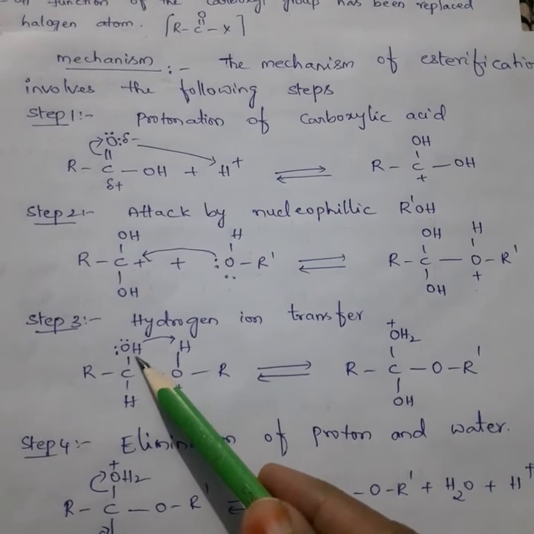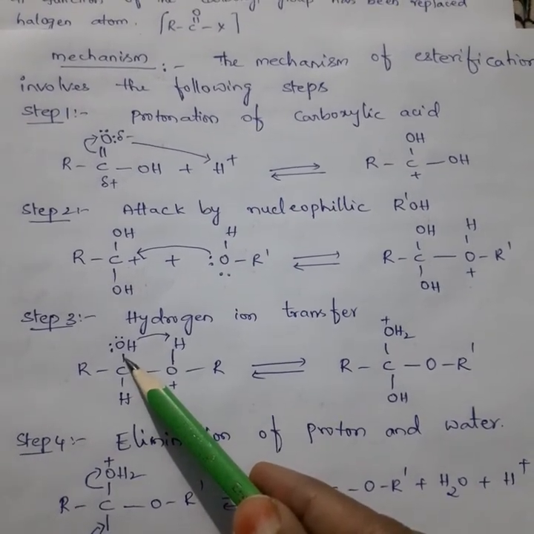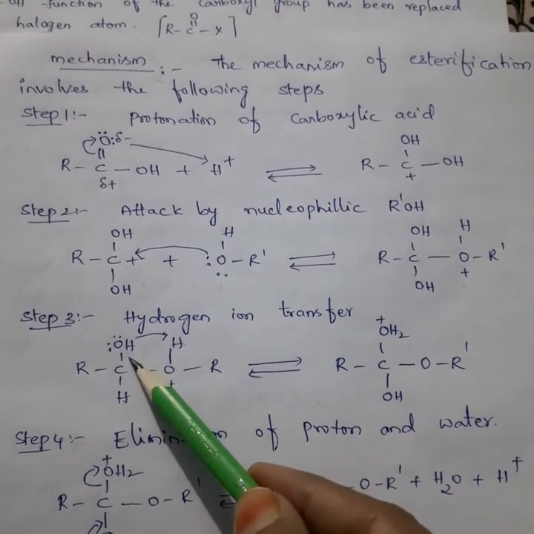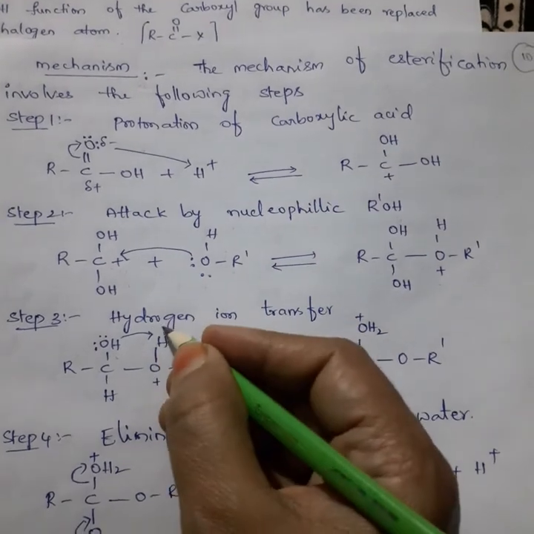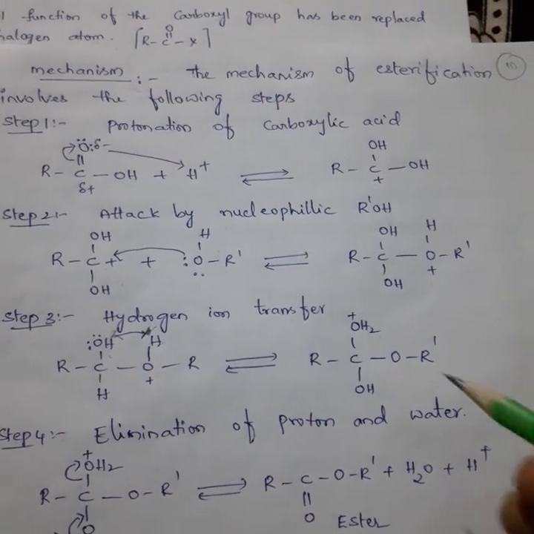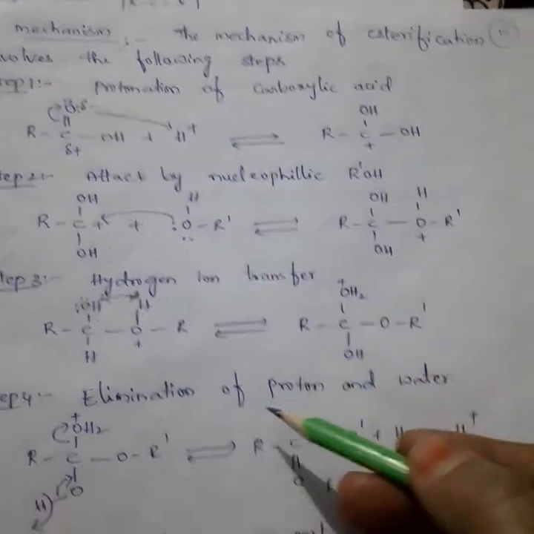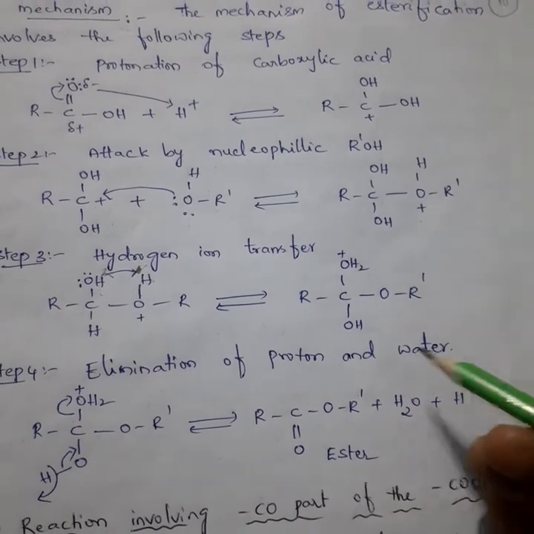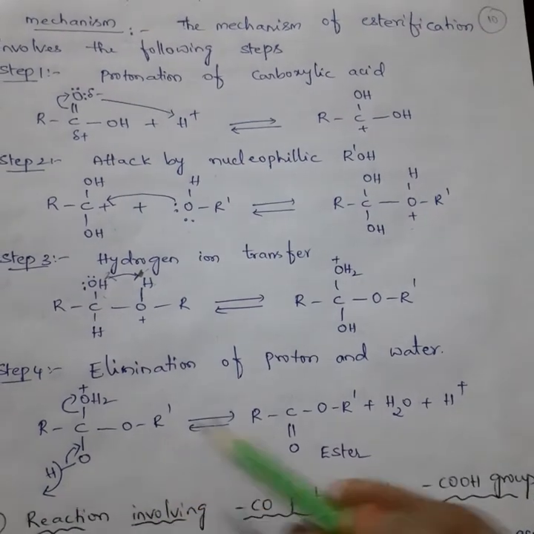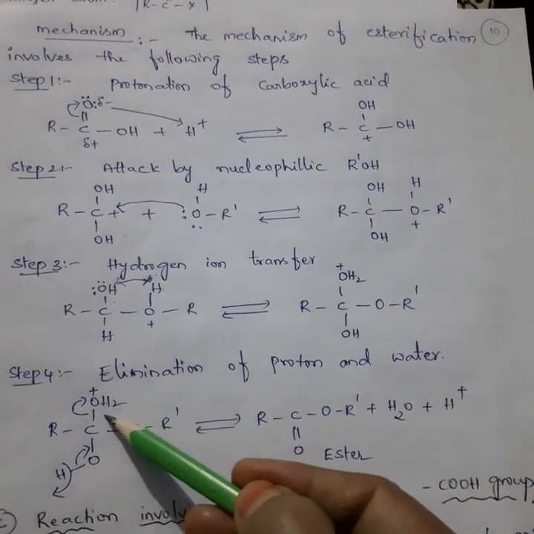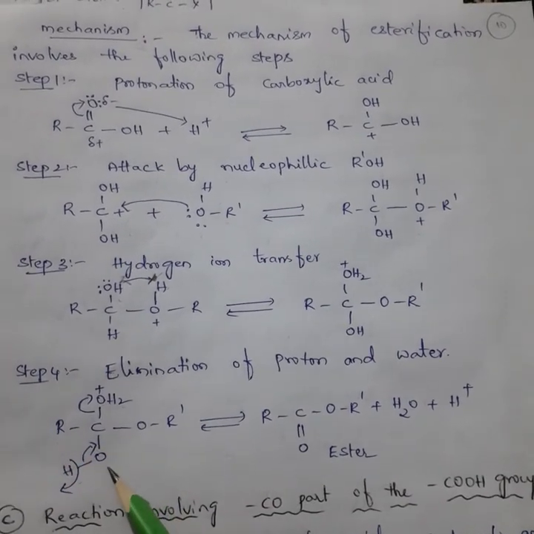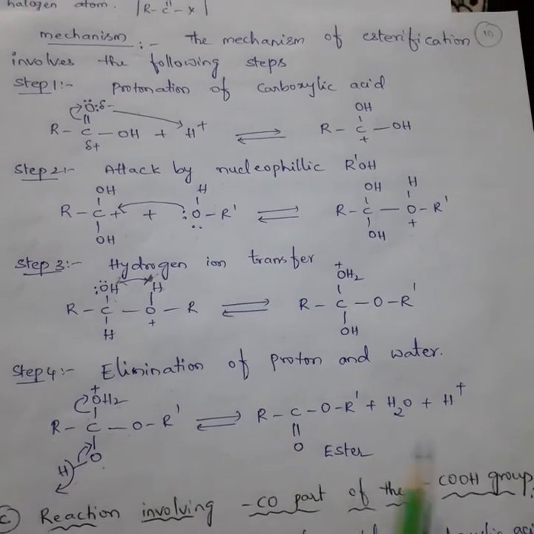Now hydrogen ion transfer takes place. See, the hydrogen ion is transferred from this place to this place. The arrow mark should be here. So we got OH2 plus here. Then elimination of proton and water, because here H plus is acting as a catalyst. Finally that H plus you need to remove. So H plus is removed and this H2O is also removed. So finally what is the leftover one? RCOOR', which is nothing but ester.